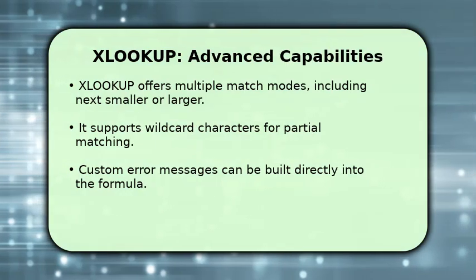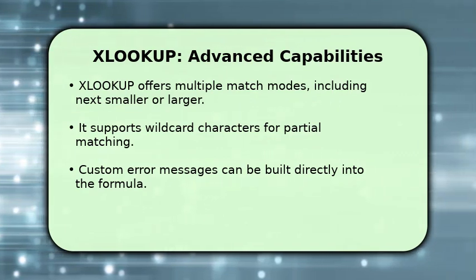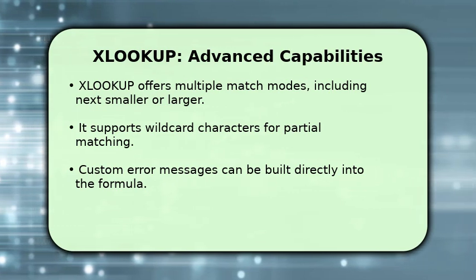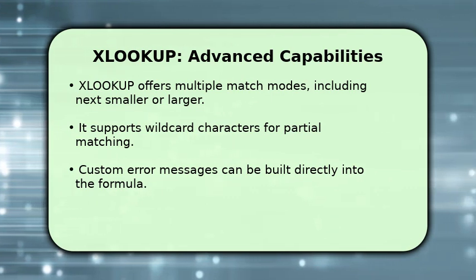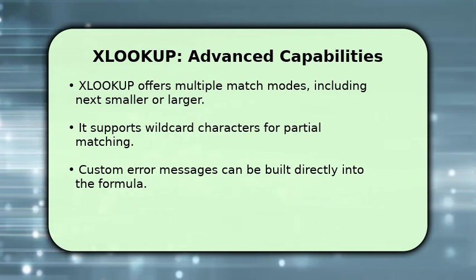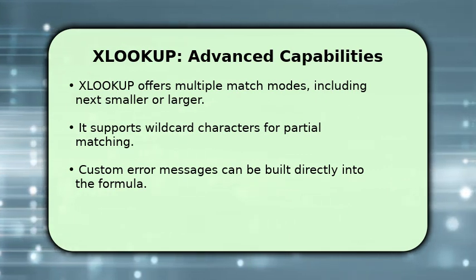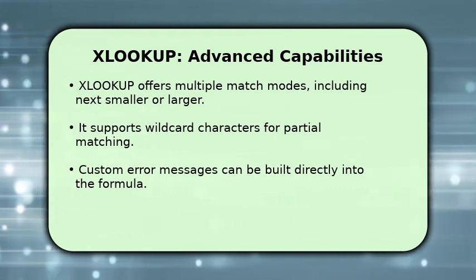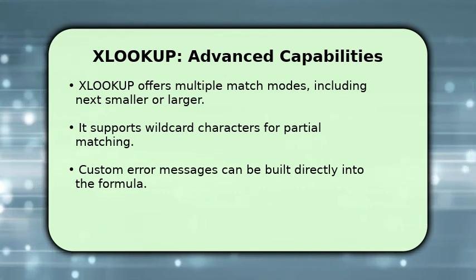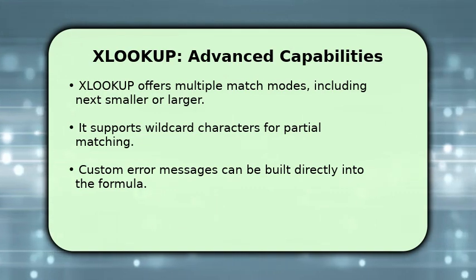XLOOKUP also brings several advanced capabilities to the table. It provides flexible match modes, allowing you to find the next smaller or larger item if an exact match isn't found. You can use wildcard characters like asterisks and question marks for partial text matches. Additionally, XLOOKUP includes built-in error handling, letting you define a custom message instead of the generic #N/A error. It even allows searching from the bottom up.